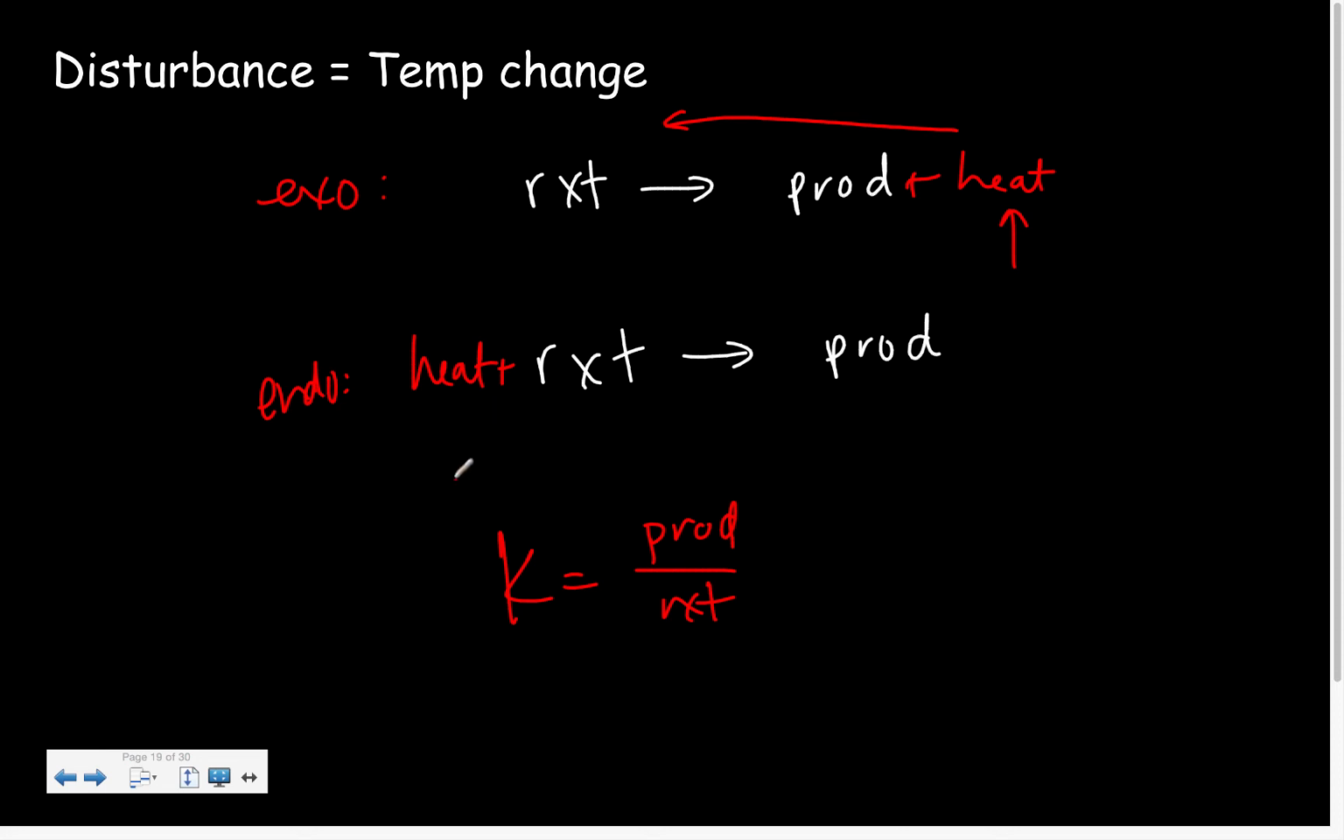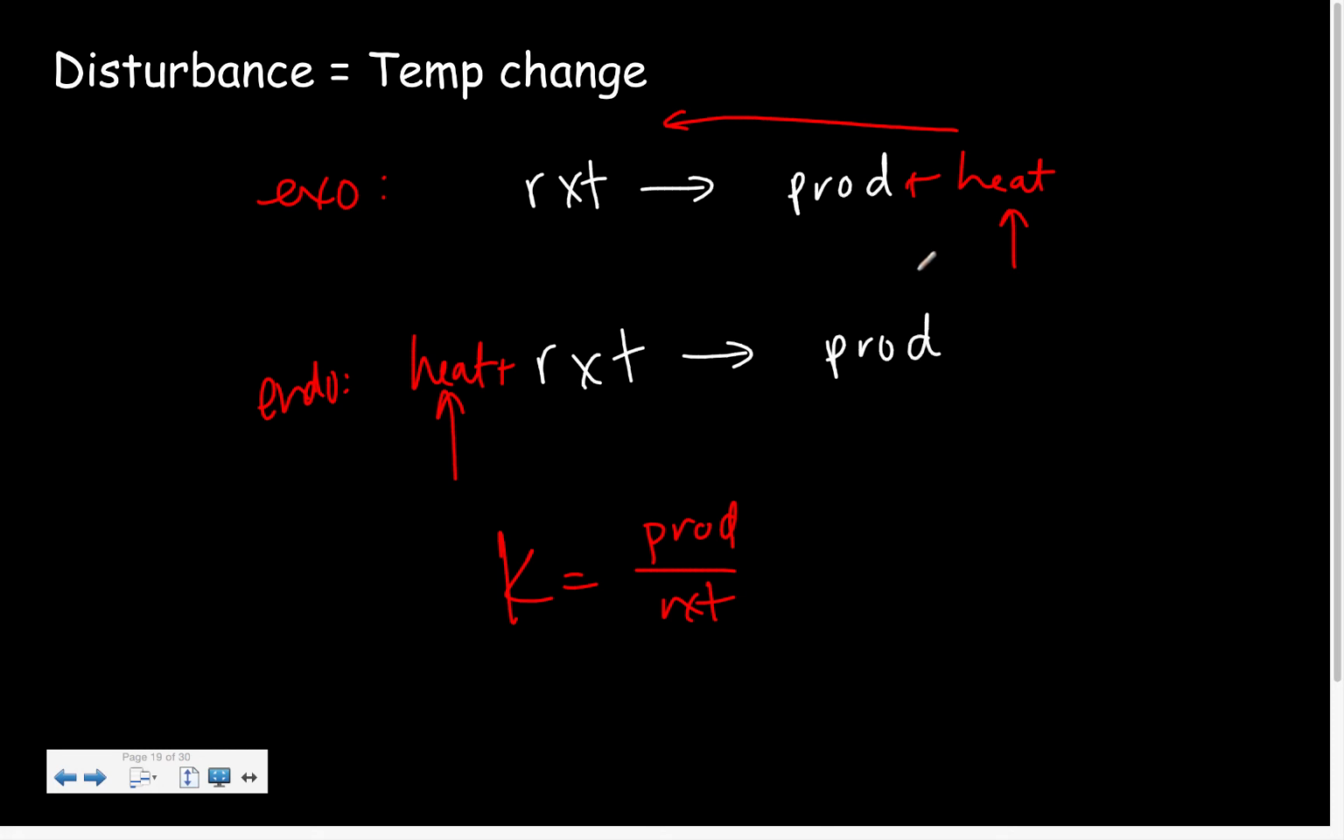For an endo process, if I increase the temperature, again, it's at equilibrium. If I increase the temperature and I add heat, heat is like a reactant, so the system will consume the heat and the reactant to produce more product, leading to an increased value of K. Increased value of K if we produce more product.